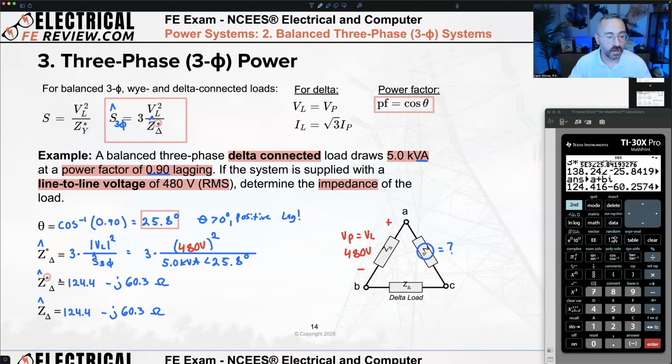So how do I get rid of this conjugate sign? This is negative. I'm going to make it positive. If that was positive, I would make it negative. We're just changing the polarity of the reactance, which is the imaginary component of our complex impedance.